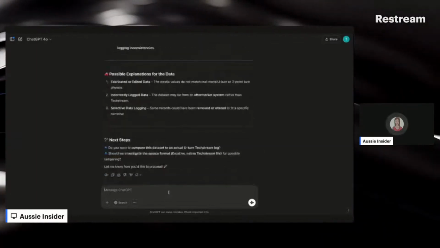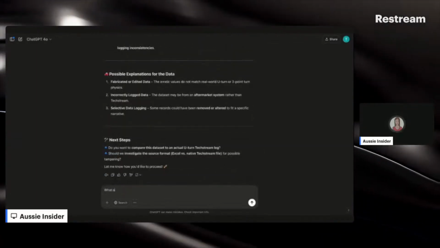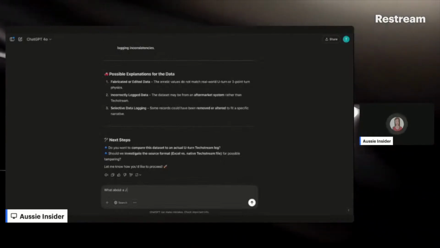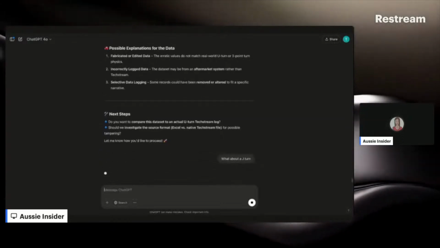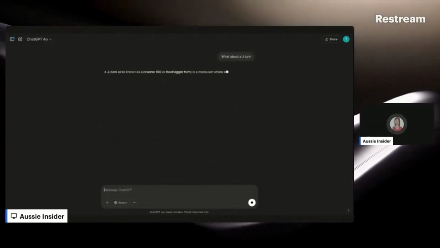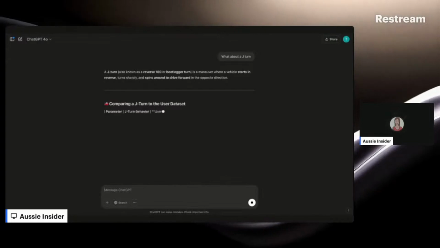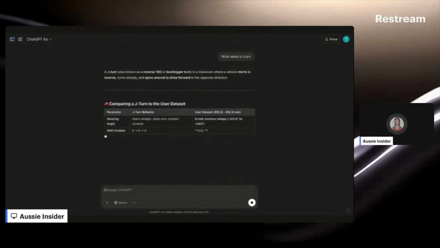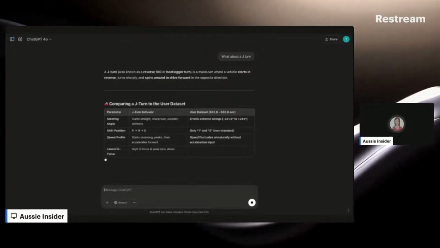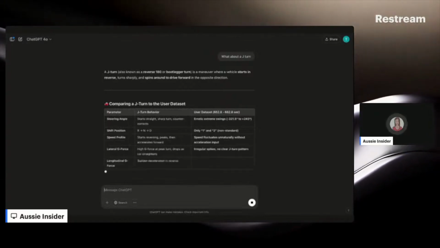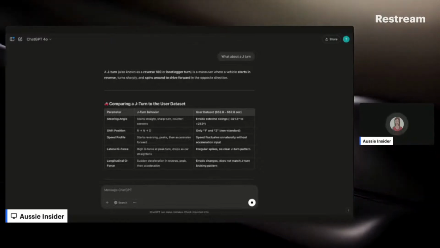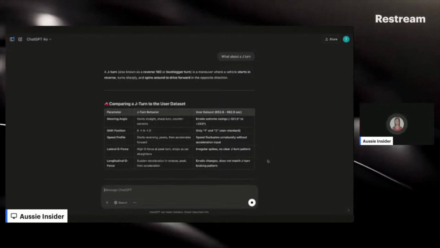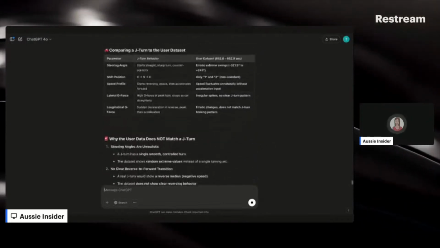So what about a J-turn? I'm not sure if there's a difference between a 3-point, a J, or whatever. A bootlegger. I didn't know that. A J-turn, also known as reverse 180 or a bootlegger, is a maneuver where the vehicle starts in reverse, turns sharply, and spins around to drive. Well, I don't think she did one of those, but let's see.